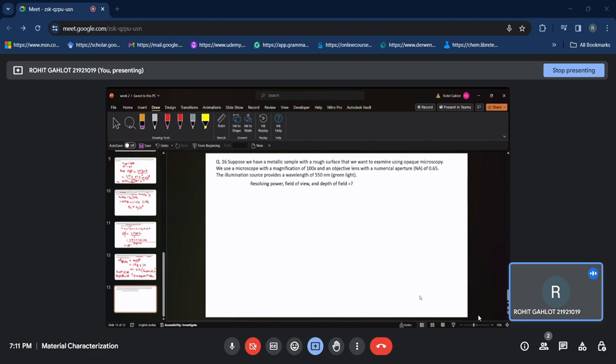We already studied that the field of view is the area of your specimen visible through your eyepiece. It also depends on the magnification of your microscope and the diameter of your diaphragm. The depth of field, as we discussed, is the range of distances from your objective lens where your specimen appears to be in focus. In opaque microscopy, the specimen doesn't transmit light. Instead, it reflects, absorbs, or scatters, and the microscopy is used to study surface features, textures, or reflection behavior. This we already discussed in the recorded videos.